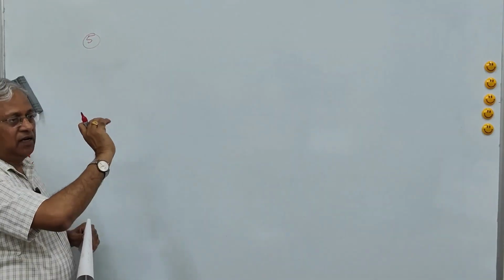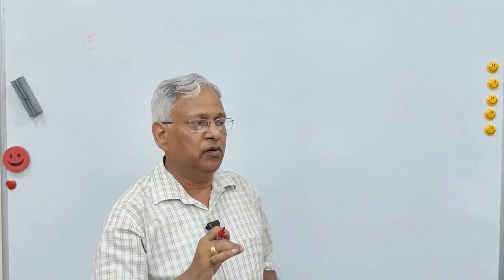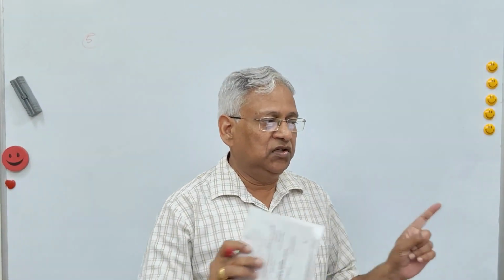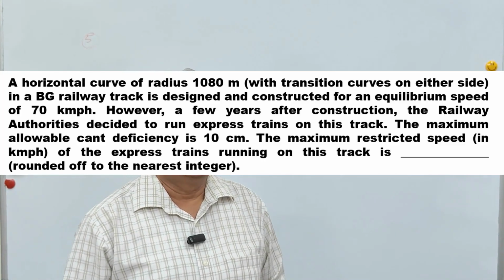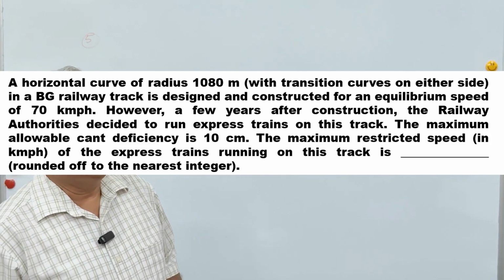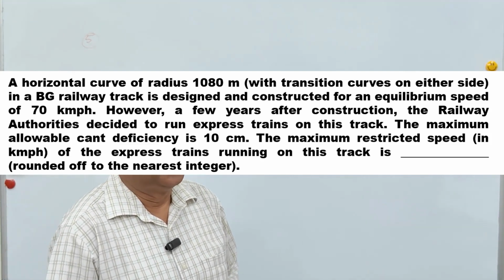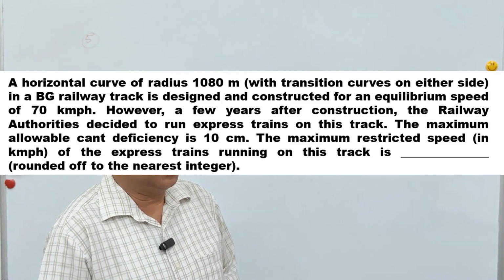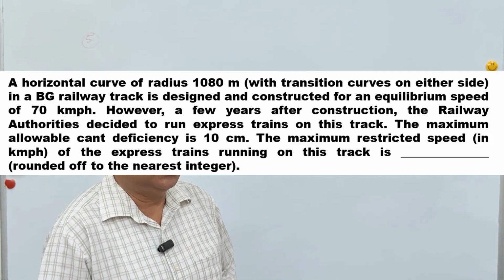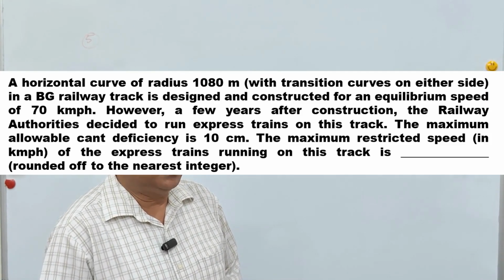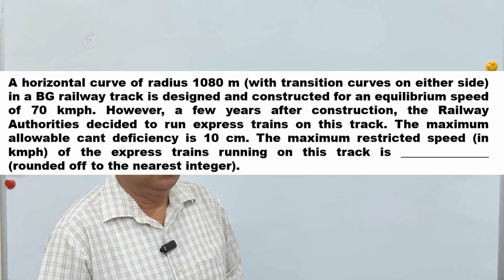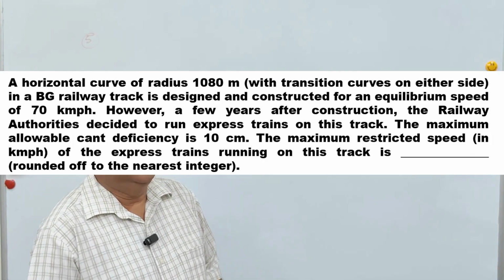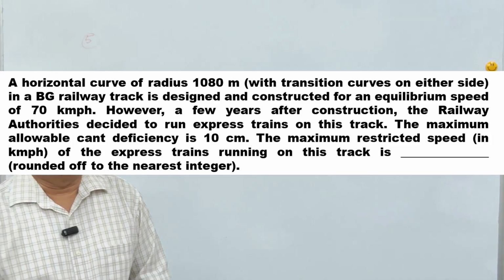Question number 5. A horizontal curve of radius 1080 meter with transition on either side in a broad gauge railway track is designed and constructed for an equilibrium speed of 70 km per hour. After a few years of construction, the Railway Authority decided to run express trains on this track. What would be the maximum allowable speed or maximum restricted speed of the express train running on this track if the allowable cant deficiency is 10 centimeter?